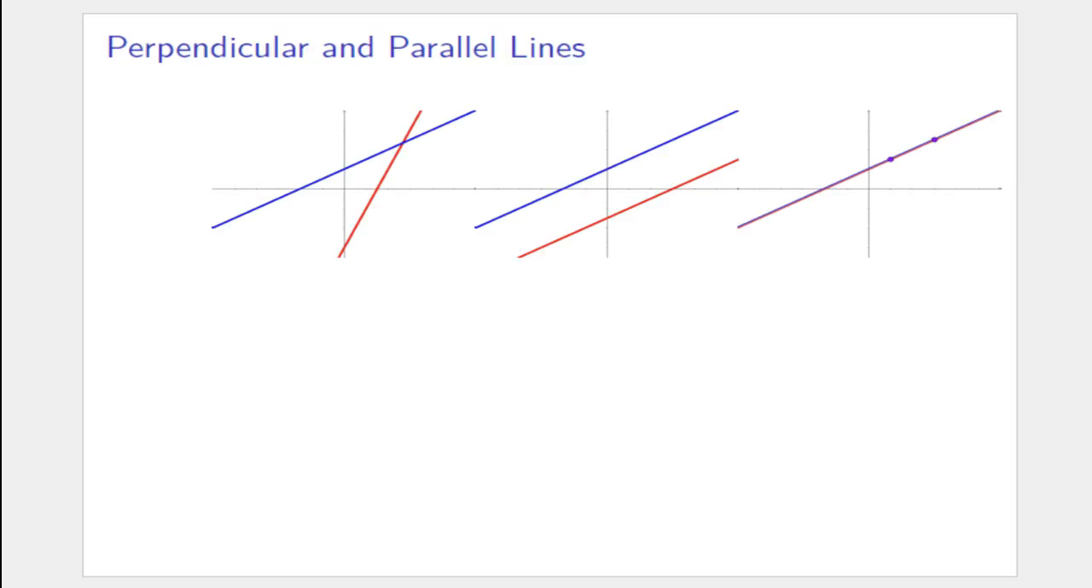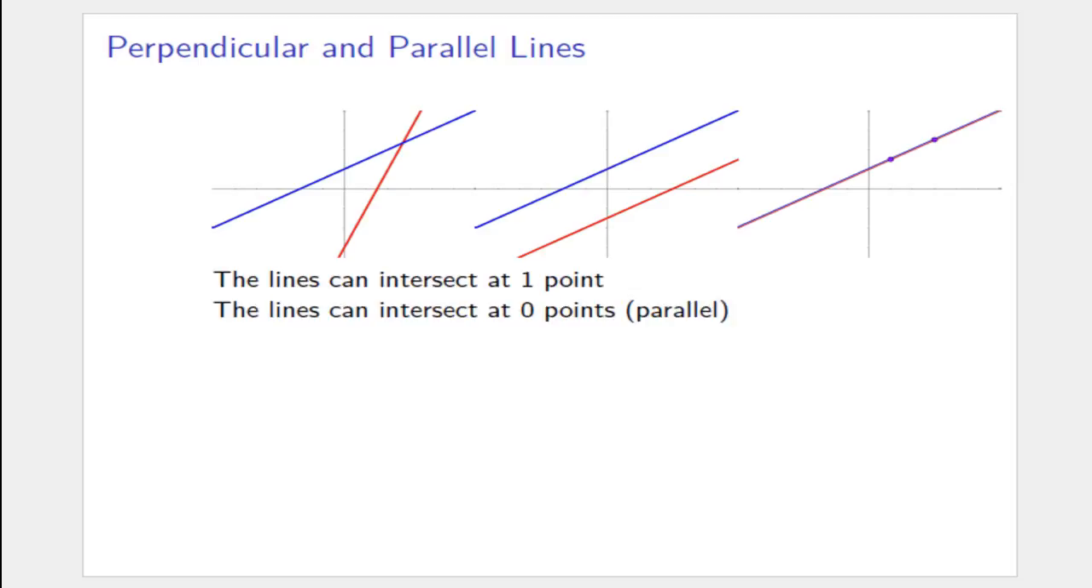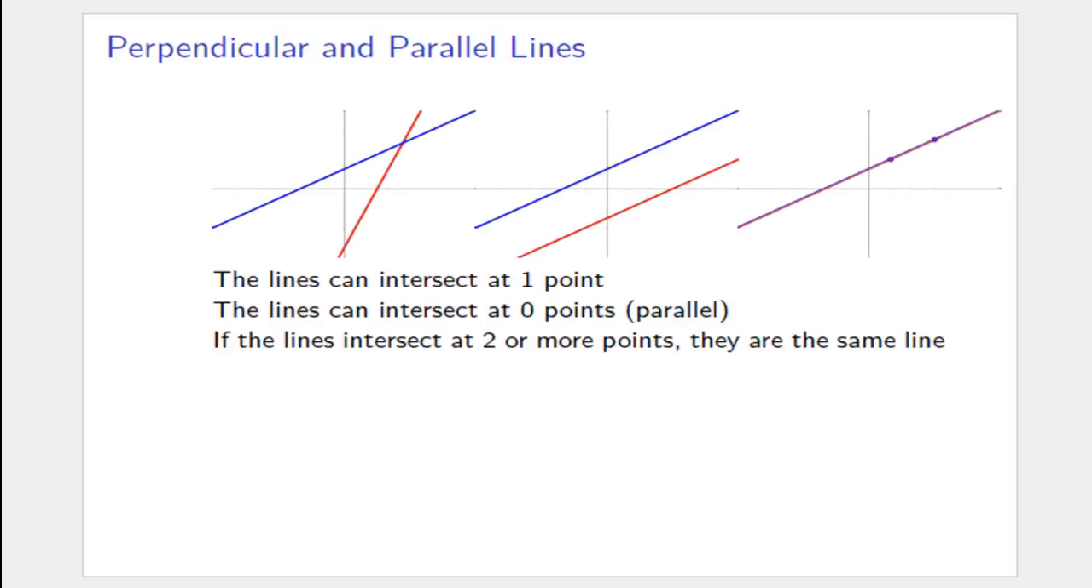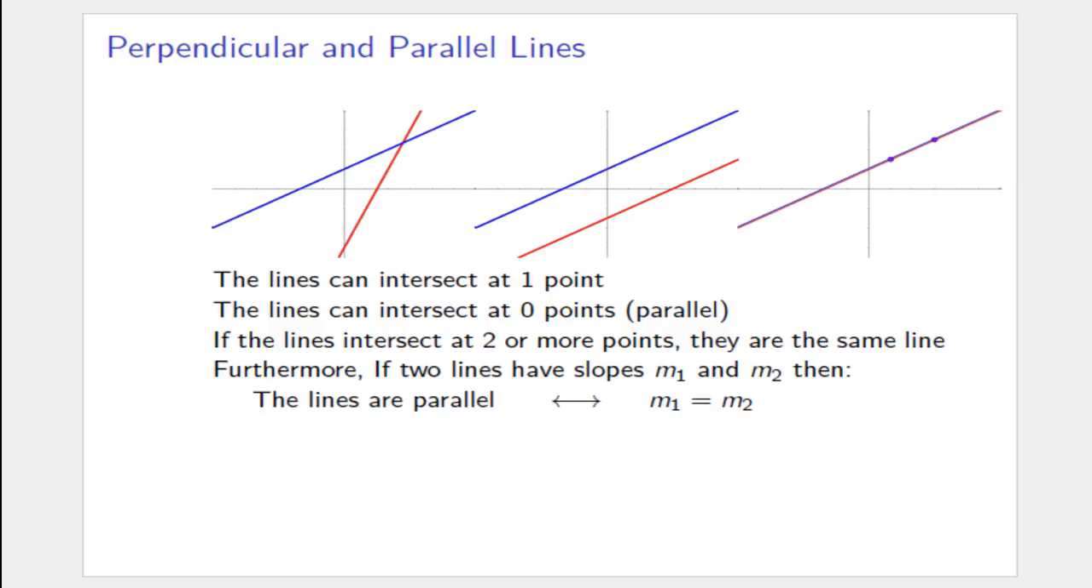So we have seen the 3 cases of how lines can interact. The lines can intersect at 1 point. The lines can intersect at 0 points, in which case they're parallel. And if the 2 lines intersect at 2 or more points, they must be the same line. Furthermore, we saw that if 2 lines have slopes m1 and m2, then the lines are parallel when m1 equals m2, and the lines are perpendicular when m1 is the negative reciprocal of m2.